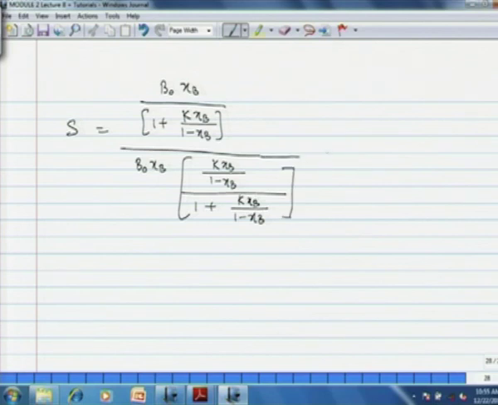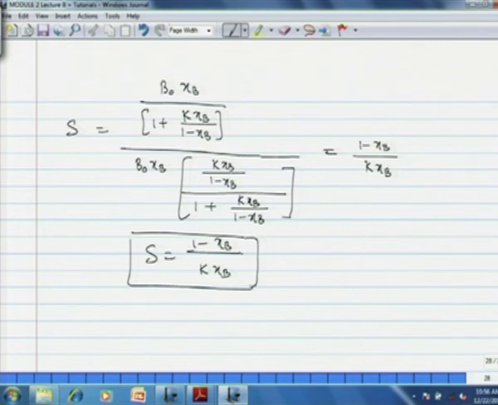Okay. And this can be simplified as 1 minus XB divided by KXB. So, we have selectivity in terms of the conversion of B, and if you substitute for XB in terms of XA by solving the quadratic equation that I gave earlier, you will get the desired answer. That final answer I have left as an exercise for you.